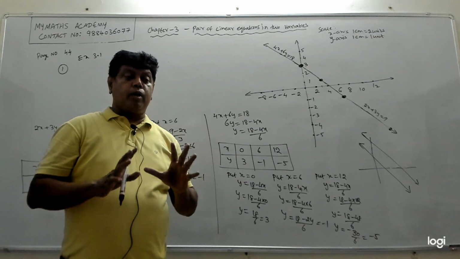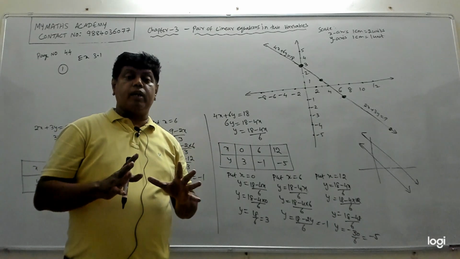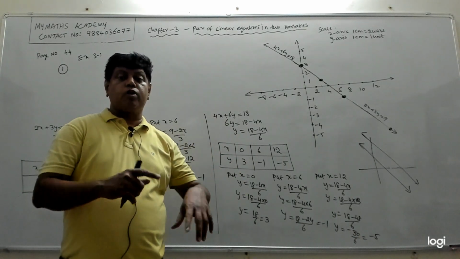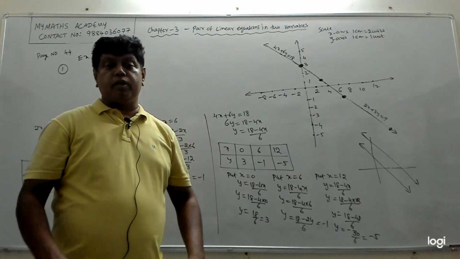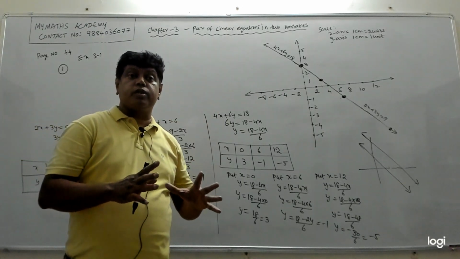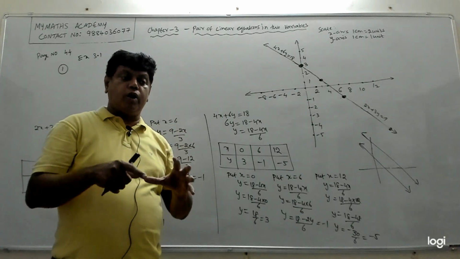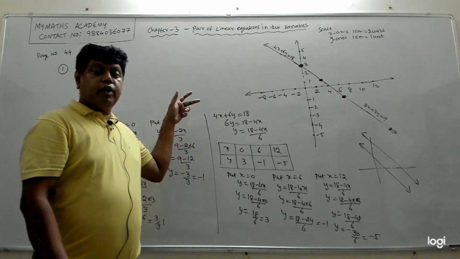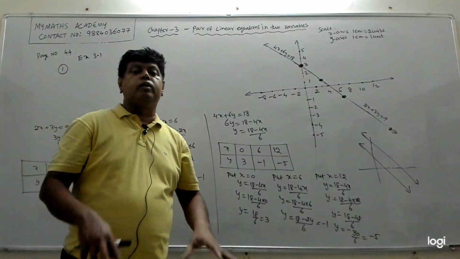Sometimes they'll say represent this situation algebraically and graphically and solve, which means you have to solve the algebraic. Sometimes they'll say represent the situation algebraically and solve, which means you have to represent them as a pair of linear equations in 2 variables, and then you have to solve those 2 equations.